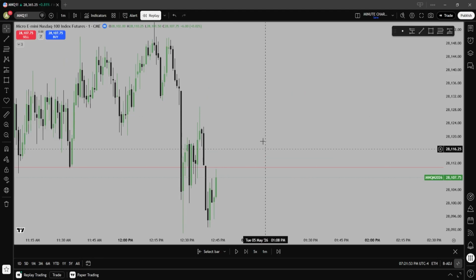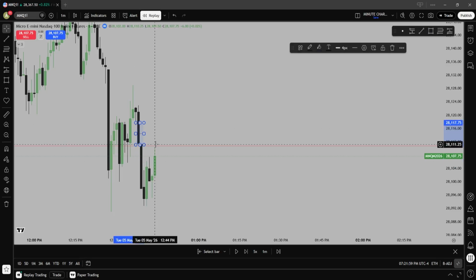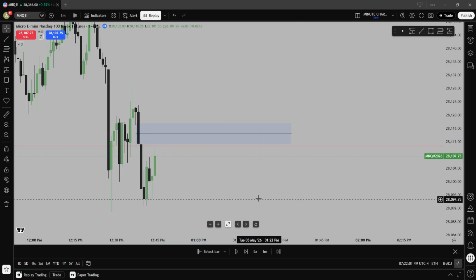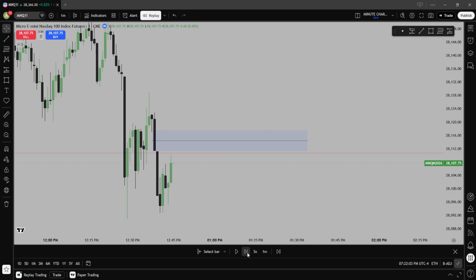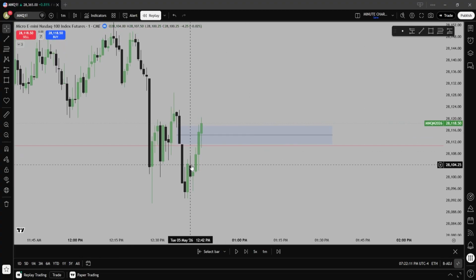You could wait for a breaker entry here. See, do we get through these series of gaps? We get to these series of gaps. We inverse this gap here. You could take a potential entry in here as we go through this gap. We also respect this order block.